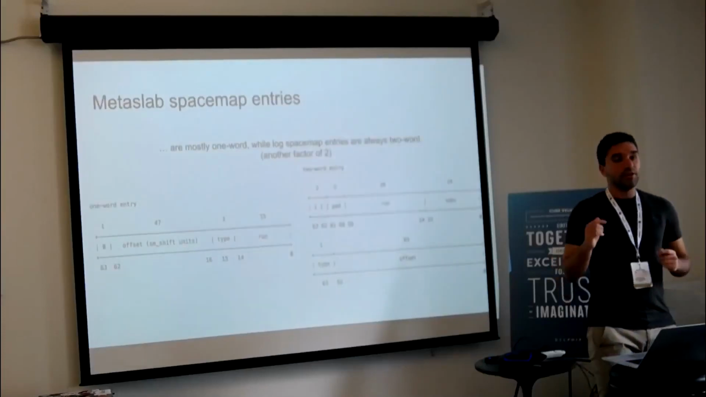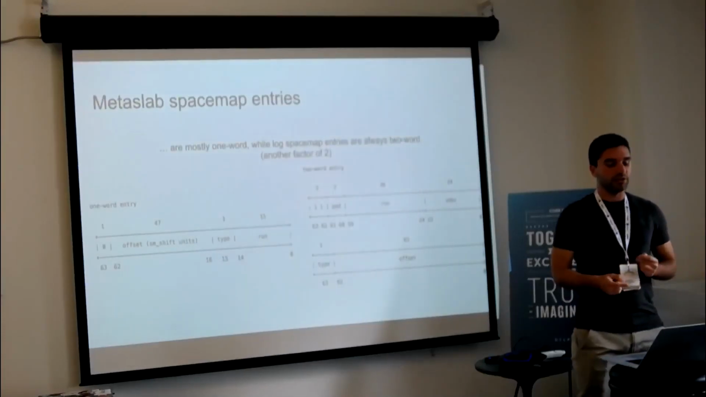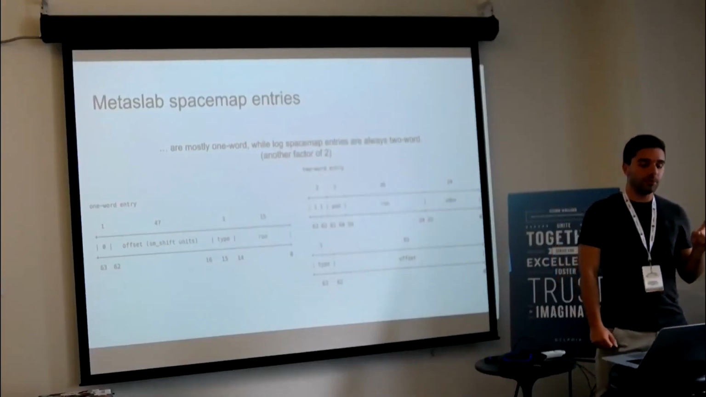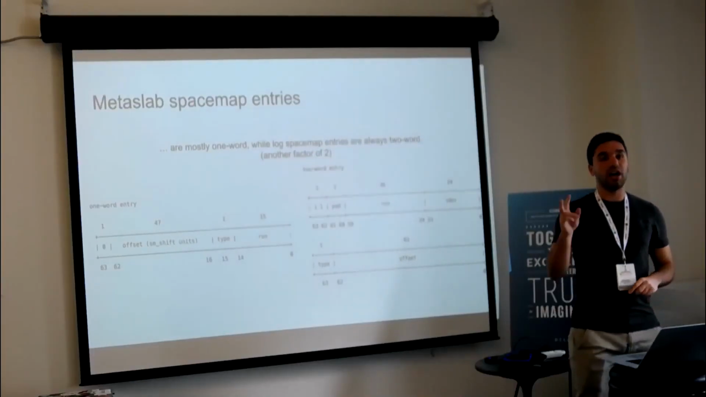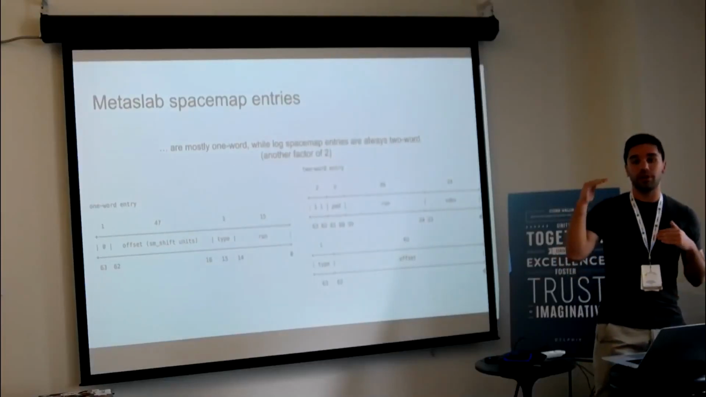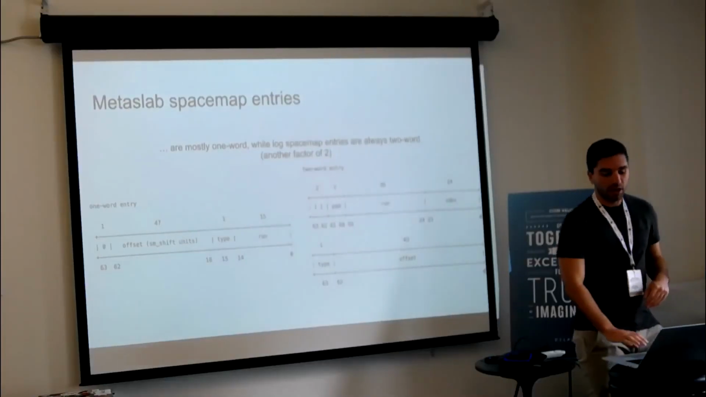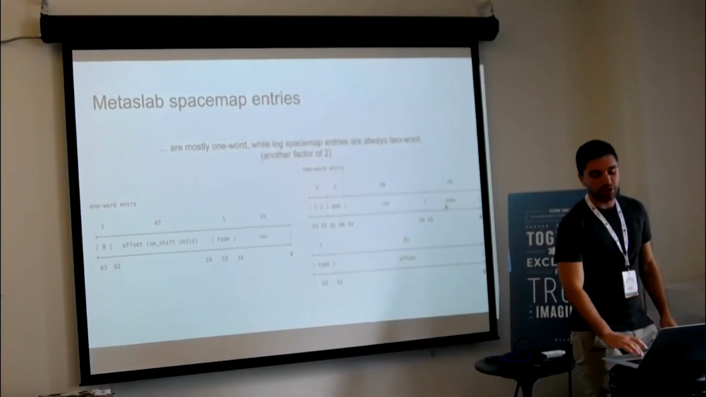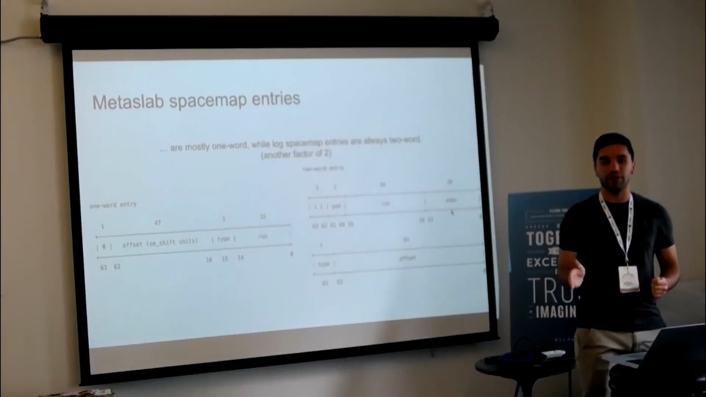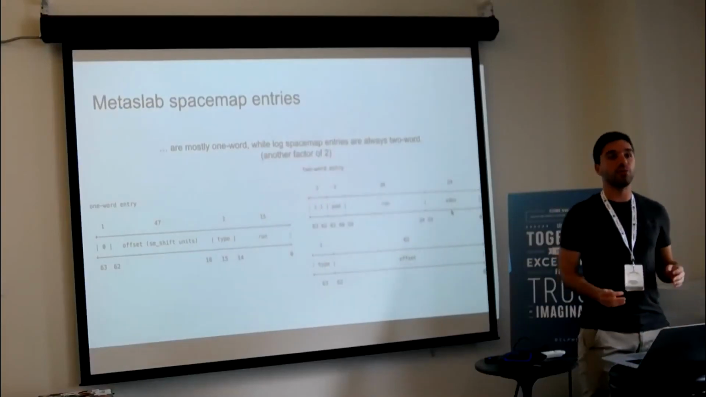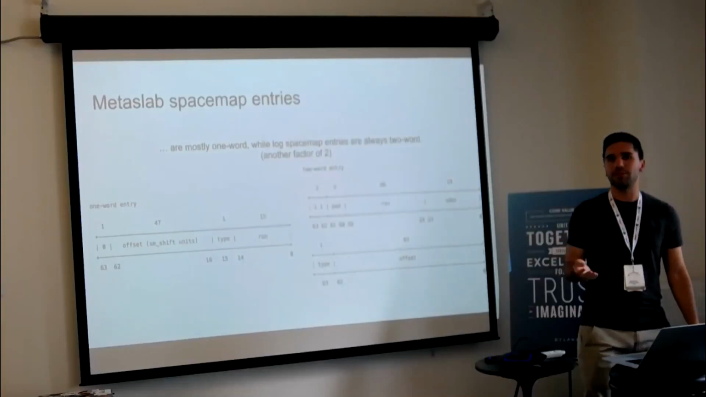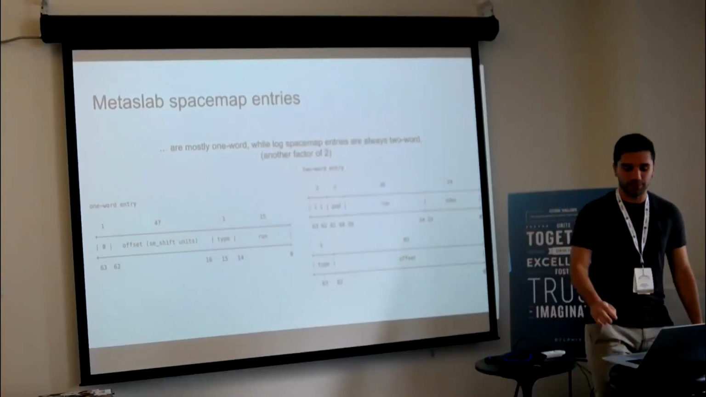The other thing to take into consideration is that metaslab spacemap entries are generally one word, while log spacemap entries are always two words. And the reason is because we're talking about a pool-wide spacemap. We need two words for log entries because there's a field for the VDEV, so we can be specific about which metaslab on which VDEV we're talking about. So far, we could say that our factor of log entries to metaslab spacemap entries is around 4.